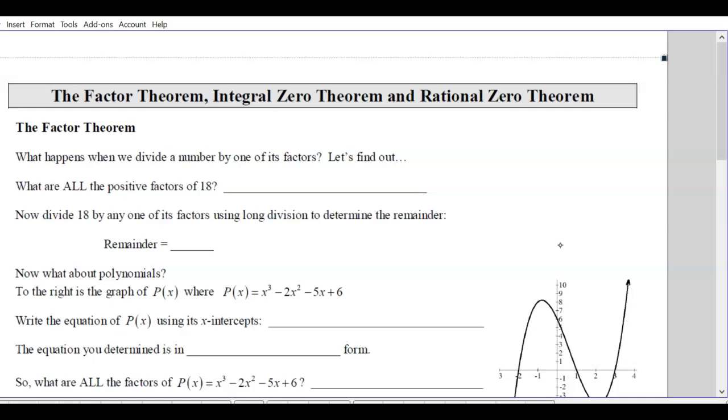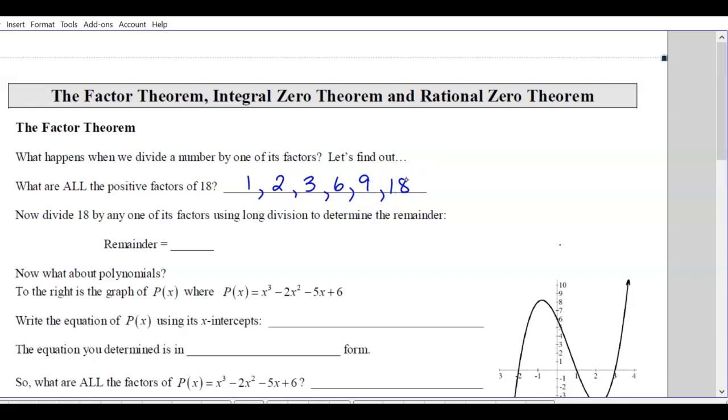So what are all the positive factors of 18? List every single number that divides evenly into 18, including 1. So just list them out. So obviously 1 goes in. Check 2, it's an even number. 2 goes in. Check 3. 3 times 6 is 18. There's nothing between 3 and 6. So the next is 6, and then 9, and then 18.